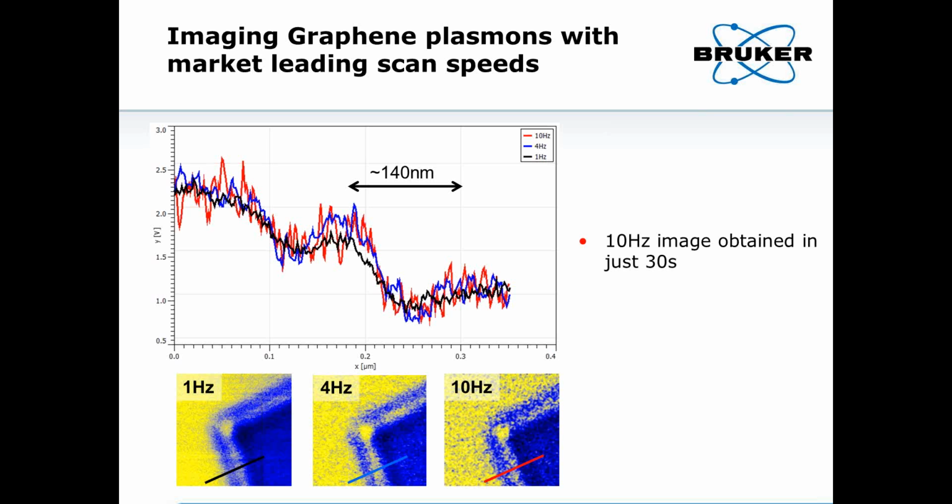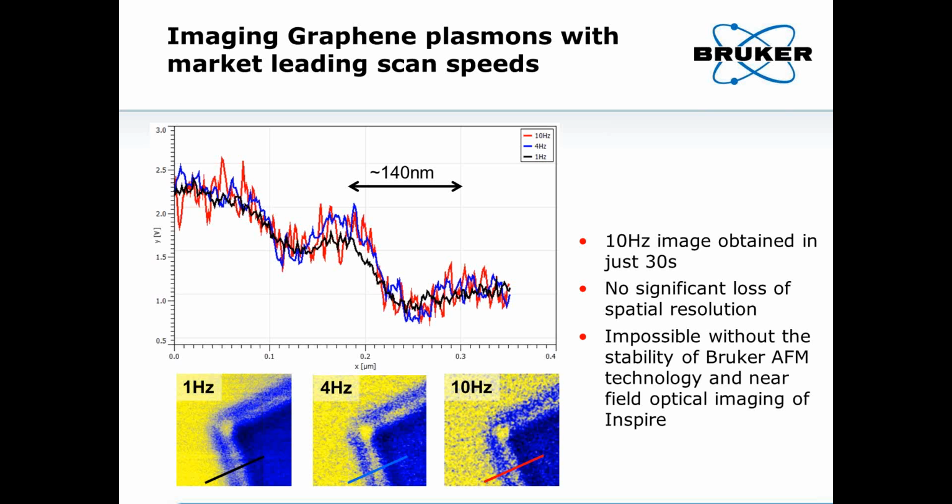So this is another capability which is unique to Bruker, the ability to perform really fast SPIR imaging. This is perhaps the fastest SPIR image ever recorded. This is a 10 hertz image of a graphene region that's obtained in just 30 seconds. There's no significant loss of spatial resolution, and such an image would be impossible without the stability of a Bruker AFM and the combined near-field imaging approach of the Inspire.